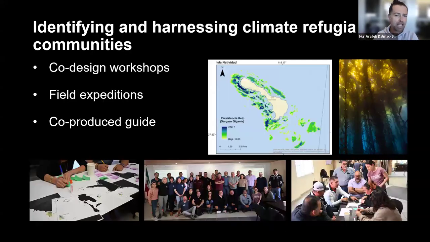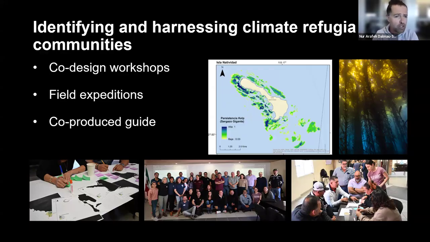So with all of this in mind and going back to our questions, how can we identify climate refugia and where they are, and how should we be managing these places? We've done a few things through this project. First, we conducted extensive field expeditions to understand how these kelp forests and their communities were responding. And second, we used remote sensing to map these refugia, these persistent forests across the region.